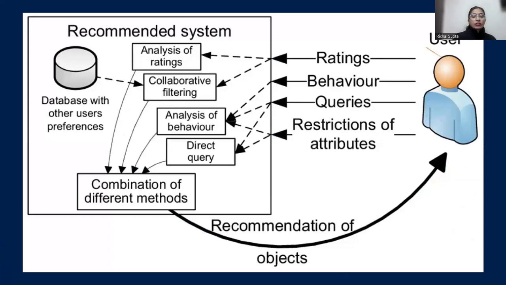There is a user. Whenever a user visits any web store or online store for any product, it gives a rating. It stays there for some time. So there's a behavior. It might look or search for something. There are queries. There might be some restriction attributes also. These are entered into the recommender system, which studies the rating, behavior, queries and attributes of the user. This goes into the database. This database has the data related to the other users who have visited this particular online store or website. So based on these attributes and the previous users' attributes, they are compared.